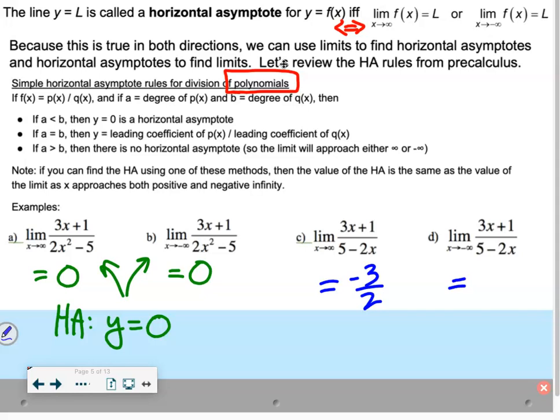Kirthana. Hi, Kirthana. Okay. What'd you get for the last one? I got -3. Again? Are you sure? Okay, yeah, do it. Okay, good. So because of that, Megan, what's the horizontal asymptote for y equals 3x plus 1 over 5 minus 2x? Y equals -3. Does everyone understand just the basic rules? Degree stuff. Okay.